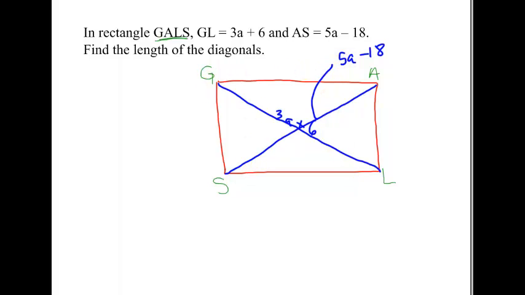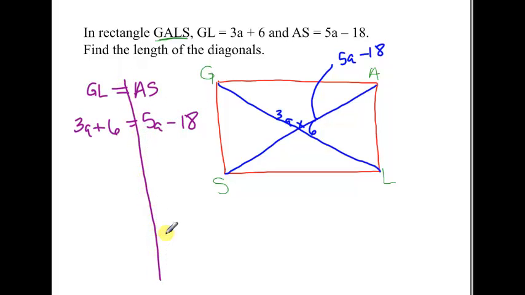Our theorem to the rescue, the diagonals theorem. Rectangle diagonals are congruent. So that means that GL and AS are equal. Let's just set them equal. 3A plus 6 is equal to 5A minus 18. You can solve this. Maybe pause the video and do it and then see if you got the same thing I did. I'll work my way through it.